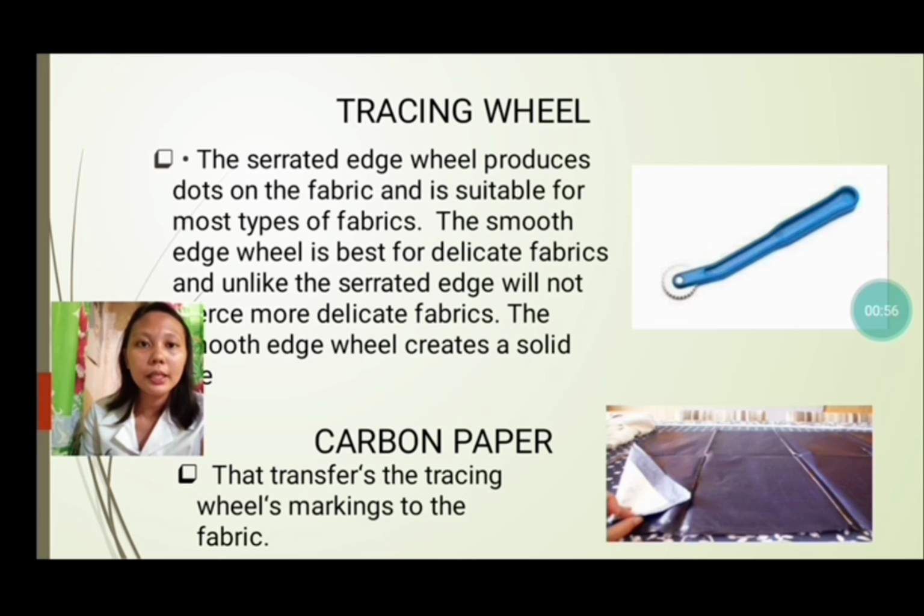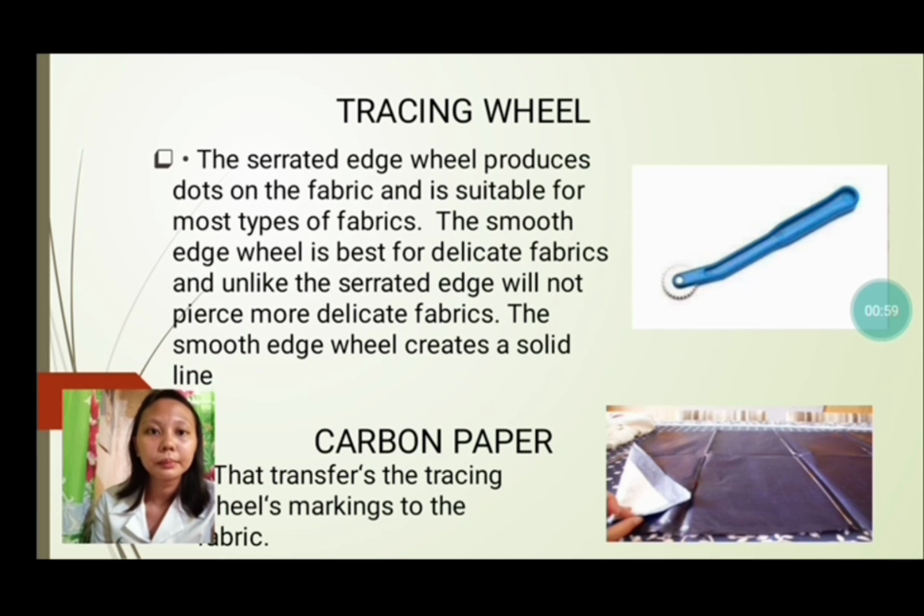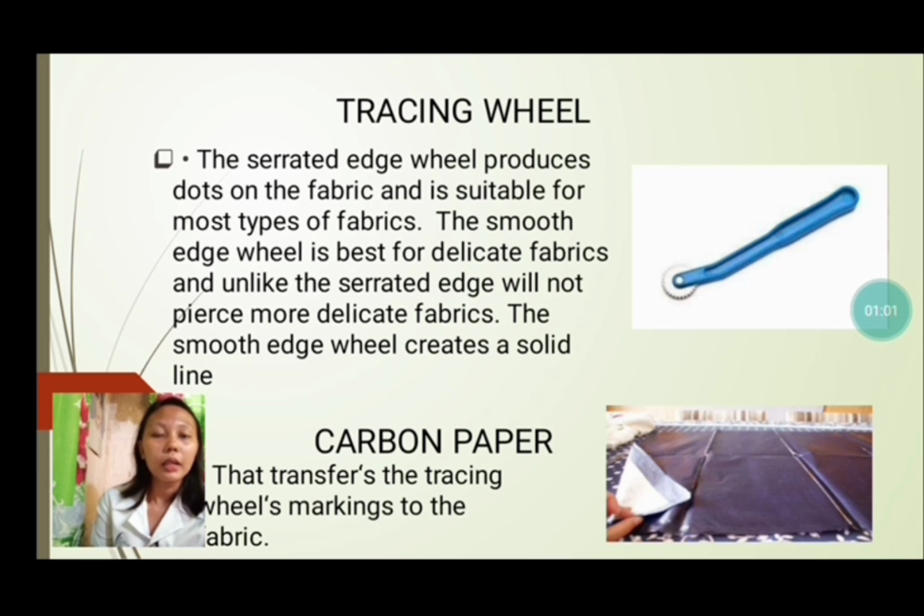Tracing wheel. Okay, a tracing wheel: the serrated edge wheel produces dots on the fabric and is suitable for most types of fabrics. The smooth edge wheel is best for delicate fabrics and, unlike the serrated edge, will not pierce more delicate fabrics. The smooth edge wheel creates a solid line. So that is an example of a tracing wheel.